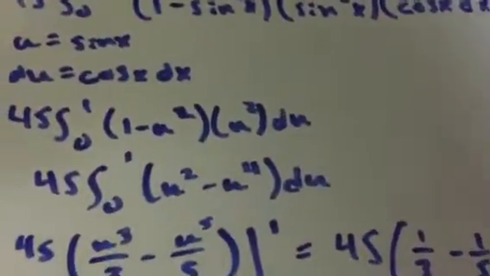So we used our u substitution, so we're going to be left with 1 minus u squared times u squared du. And don't forget the constant of 45.